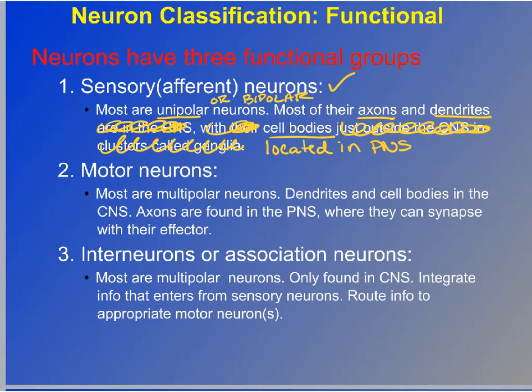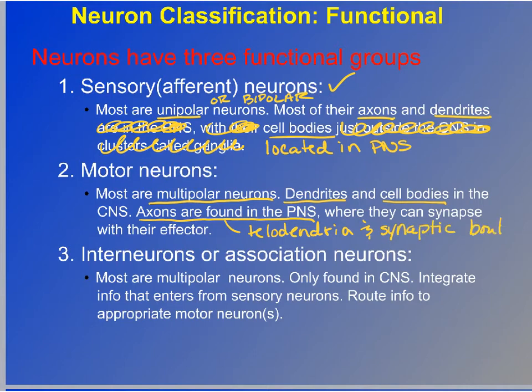A motor neuron refers to a neuron that's causing some sort of motor movement. So motor neurons are multipolar in shape. As I mentioned earlier, their dendrites and their cell bodies are in the central nervous system, and their axons are found in the peripheral nervous system. Their axons, or more specifically, the telodendria and synaptic boutons, communicate or synapse with what we call an effector. An effector is a muscle or gland.